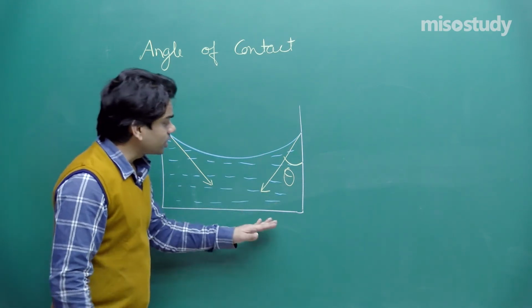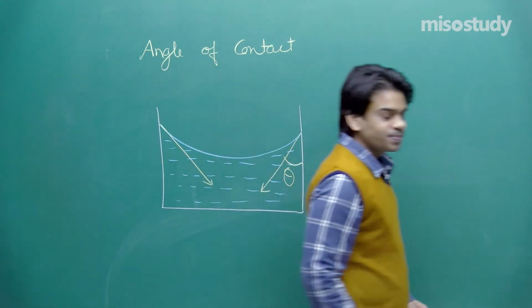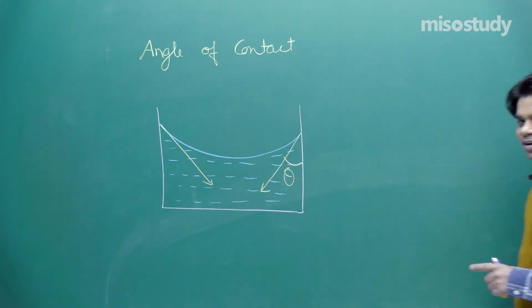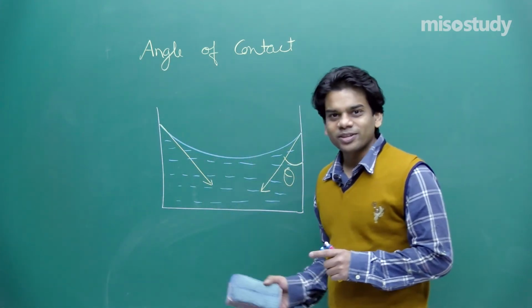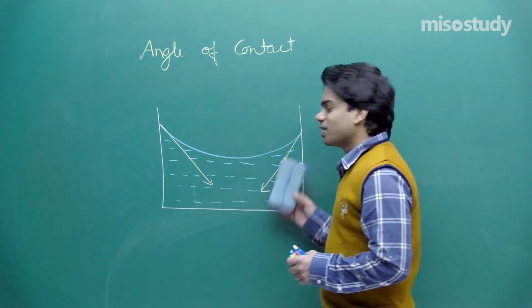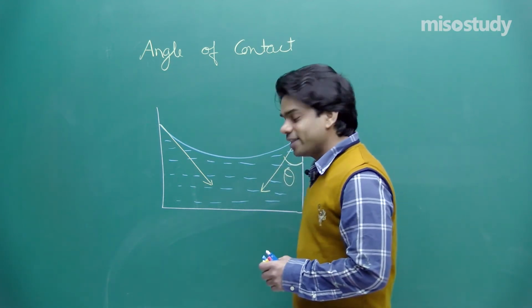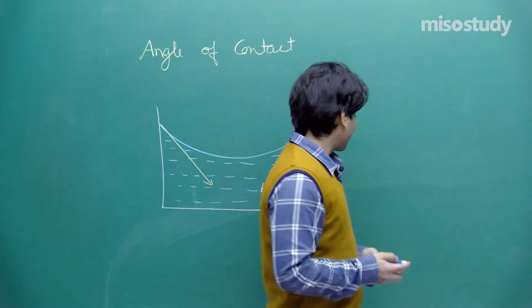So what do you do? Take note till here. I'll start from the other end. I believe you have understood the angle of contact when the water sticks to the glass surface. Now I will also define the angle of contact, but before that, see what happens in the case of mercury.